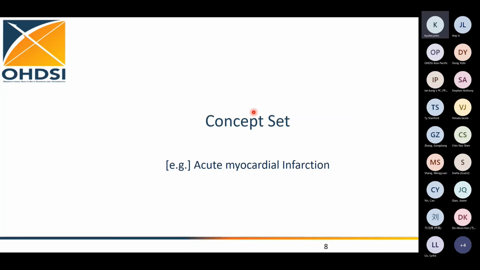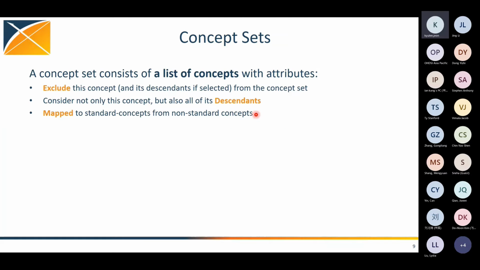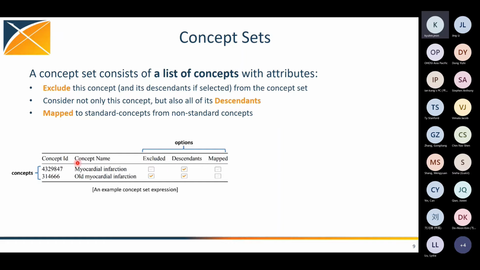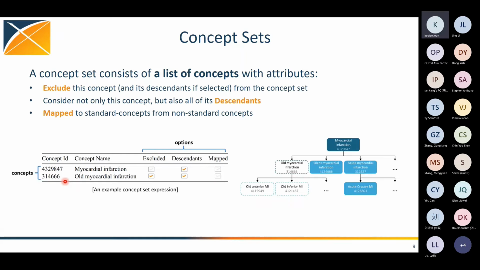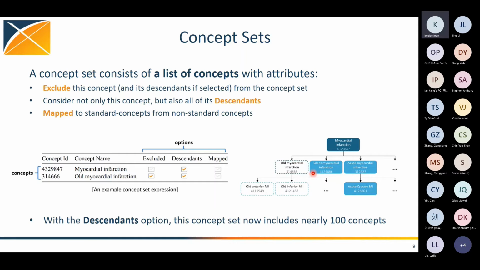In this session, we took acute myocardial infarction as an example. A concept set consists of a list of concepts with the following attributes: exclude, descendants, and mapped. For example, a concept set expression may contain two concepts as depicted in the table. As shown in the right figure, this will include myocardial infarction and all of its descendants, except old myocardial infarction and its descendants. In total, this concept set implies nearly 100 standard concepts with the descendants option.